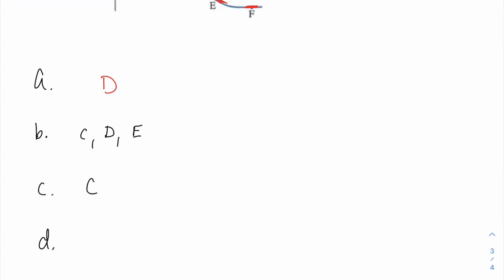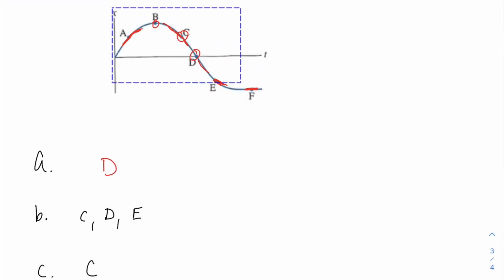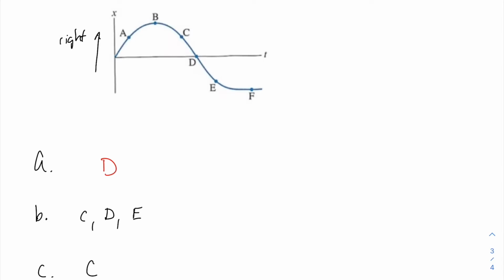Okay, let's look at part D. Where is the object turning around? Okay, so if it's moving up, it's moving to the right. If the line's going up in the positive x direction, the object is moving to the right, and if it's moving down, it's going toward the left. So where is it turning around? Definitely at B, right? So here we're moving to the right, we come to a stop, but then we start to go the other way. So B is a turning point.